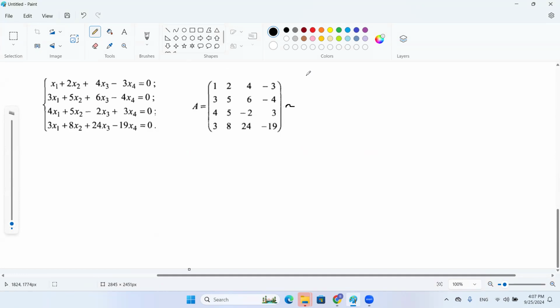So let's eliminate all elements here. I will write the first row without changes, and the others will be modified. So here we have zeros.